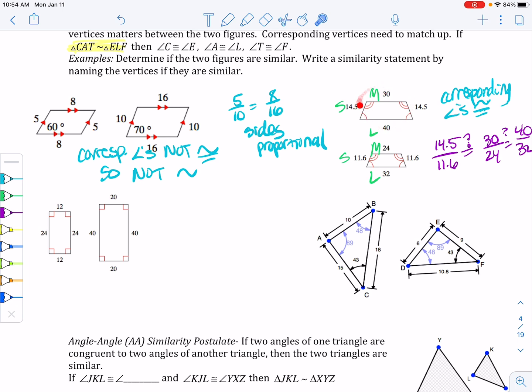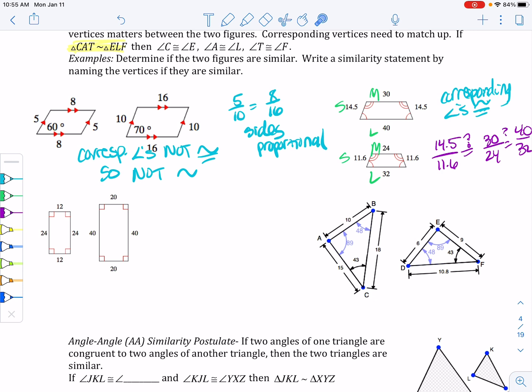So notice I always went from the top one to the bottom one. You could also flip it around and go from the bottom to the top, but you have to be consistent as you're comparing. So from here to here, it gives you these proportions. If you go from the small to the big, all of these would be flipped.